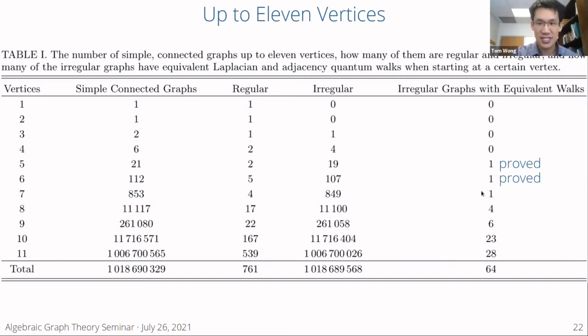With 6 vertices, there's only one. That's the one that Josh had found. There's also one with 5 vertices, actually, which I thought was interesting. So there's a simpler one than the one that Josh had originally found. If you go up in vertices, 8 vertices has 4, 9 vertices has 6, 10 vertices has 23, and 11 vertices has 28. So there's a total of 64 here.